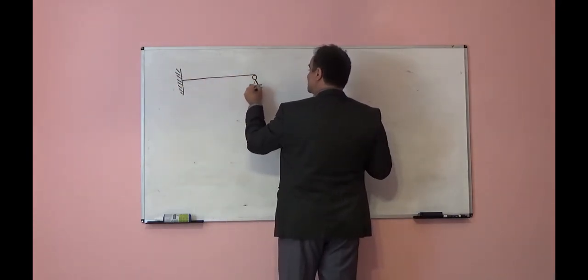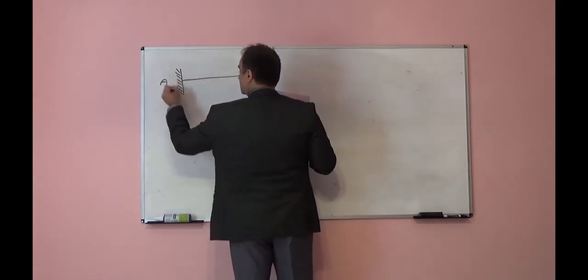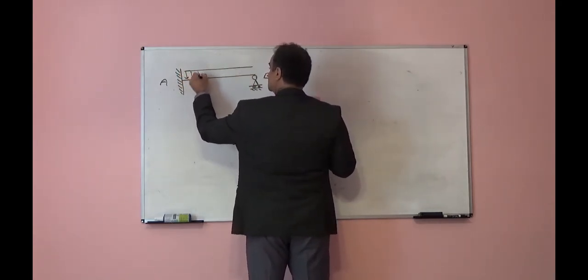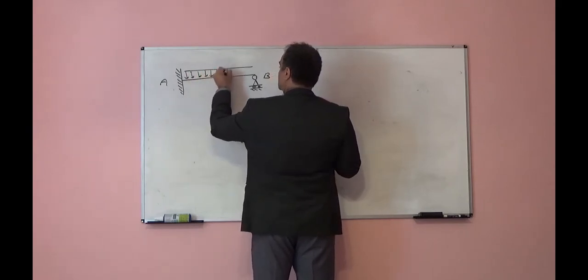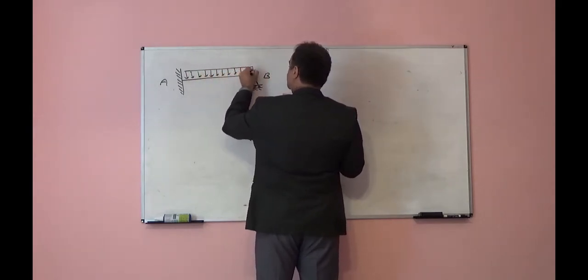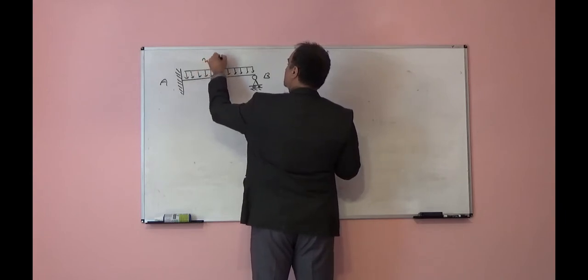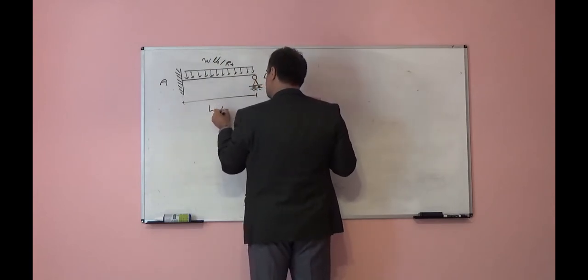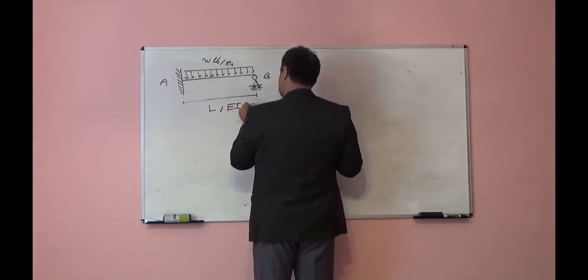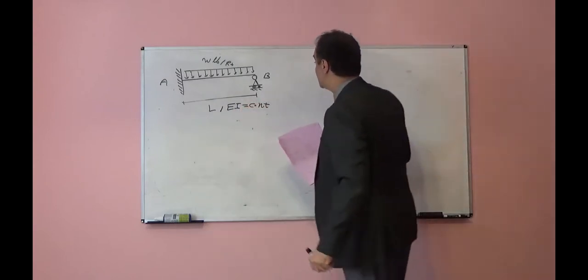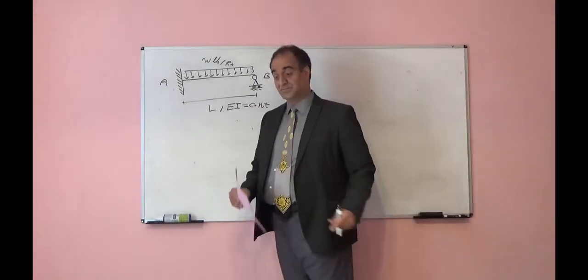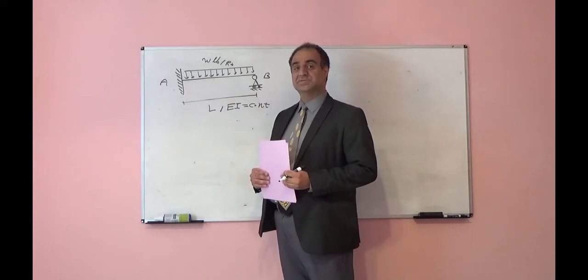So using equilibrium equations, we will not be able to find reactions A, B here. The distributed load intensity is lowercase w, pounds per foot, for example. This length is L feet, EI is constant. We want to find the reaction here. Because this system is one degree indeterminate, we are not able to find reactions using equilibrium equations.